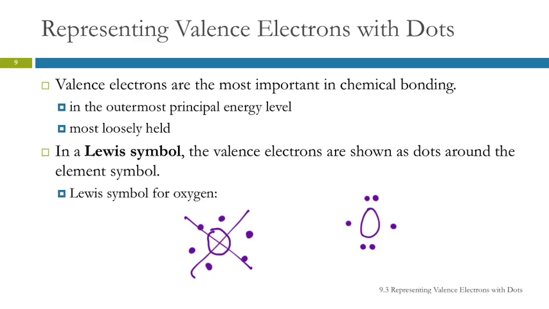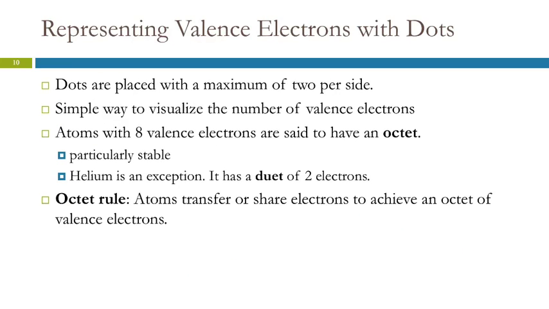So that's not how we do it. So that would be a Lewis symbol for oxygen. Now, exactly where you put those electrons doesn't matter. I could arrange them like that. It doesn't matter at all. But we want to keep them top and bottom, right and left, and they can be single or in pairs, but we're not going to put 3 together. So dots are placed the maximum of 2 on a side.